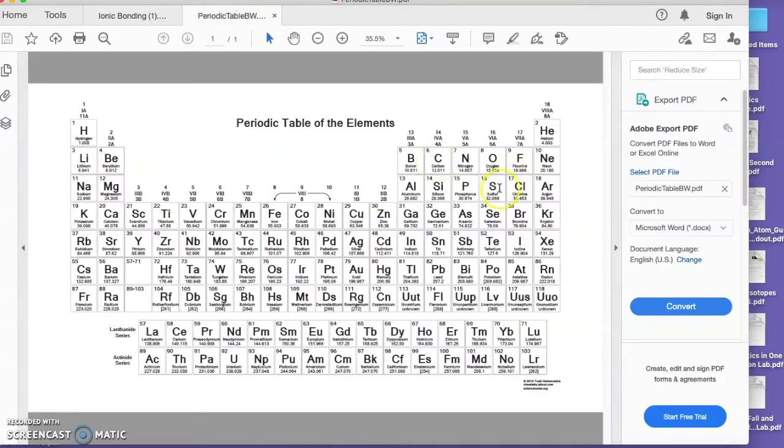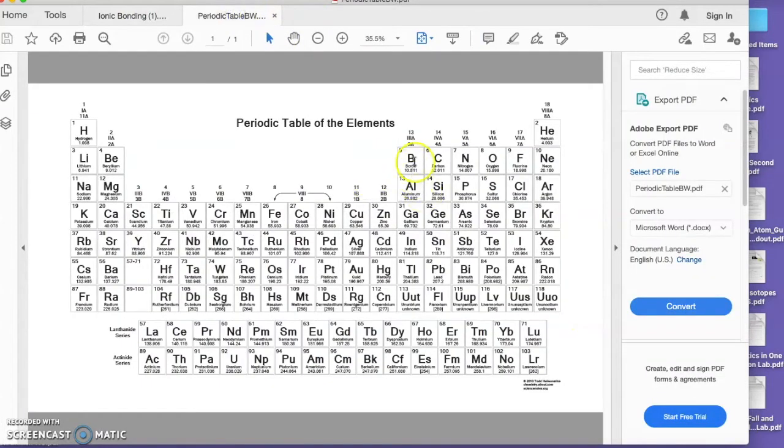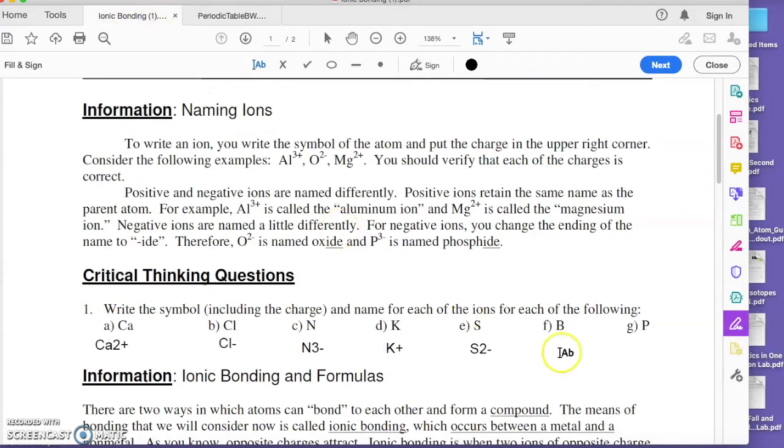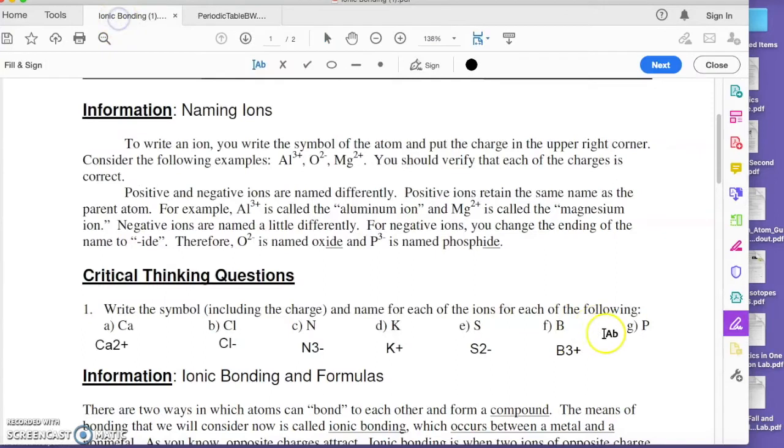Sulfur, when we look over here, is right here. It's group 6, right below oxygen, so it'll be the same as oxide. So the sulfide ion is S2−. Boron, we find that right above aluminum, so it'll behave like aluminum. It's group 3A, which means it has a positive 3 charge. So boron, B3+. And then phosphorus is here, P, and it's right below nitrogen, and it will have a negative 3 charge. So phosphorus, P3−.